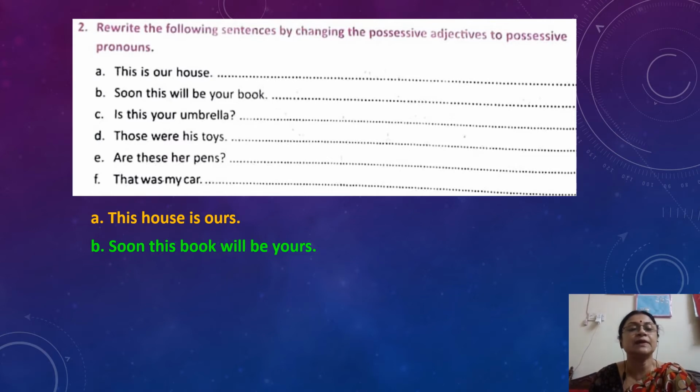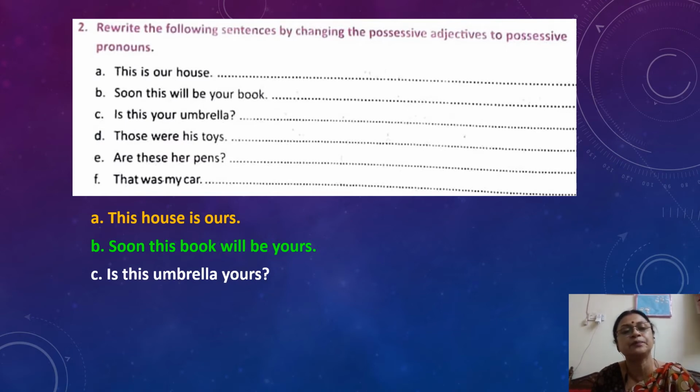Number C. Is this your umbrella? Here your umbrella is the possessive adjective. If we change it to a possessive pronoun, the answer will be, is this umbrella yours? Here yours is the possessive pronoun.